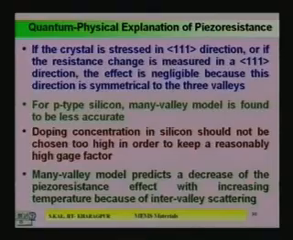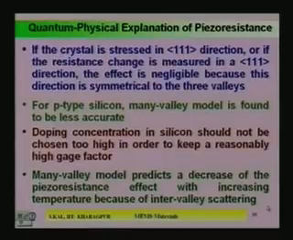Another comment: the many valley model predicts a decrease of the piezoresistance effect with increasing temperature because of inter-valley scattering. So, with temperature there is inter-valley scattering. Because the scattering increases, it predicts a decrease of the piezoresistance effect. So, these are a few points on the quantum physical explanation.